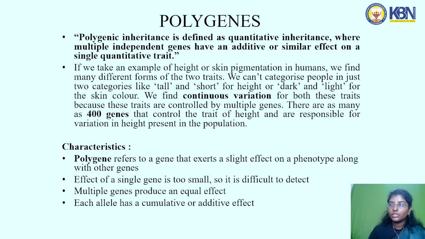Traits like skin color and height are controlled by multiple genes. As many as 400 genes control the trait of height and are responsible for the variation in height present in the population. Approximately 400 genes control height. Polygenes refer to genes that each give a slight effect to the phenotype along with the other genes.